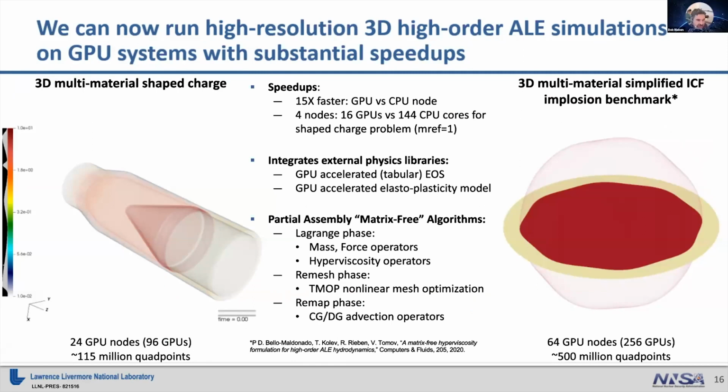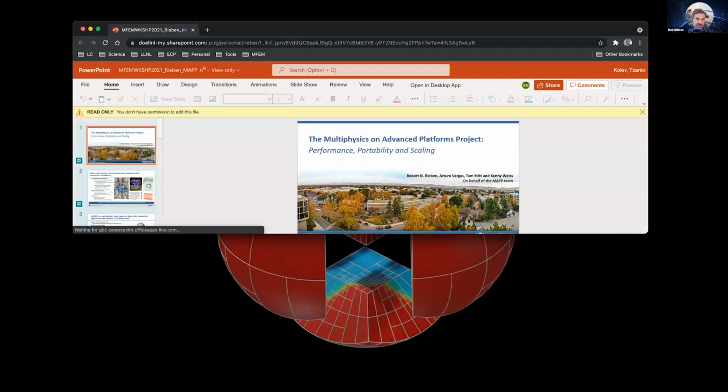On the left is a multi-material simulation of a shaped charge. This was run on 24 GPU nodes, so 96 GPUs, and used about 115 million quad points.